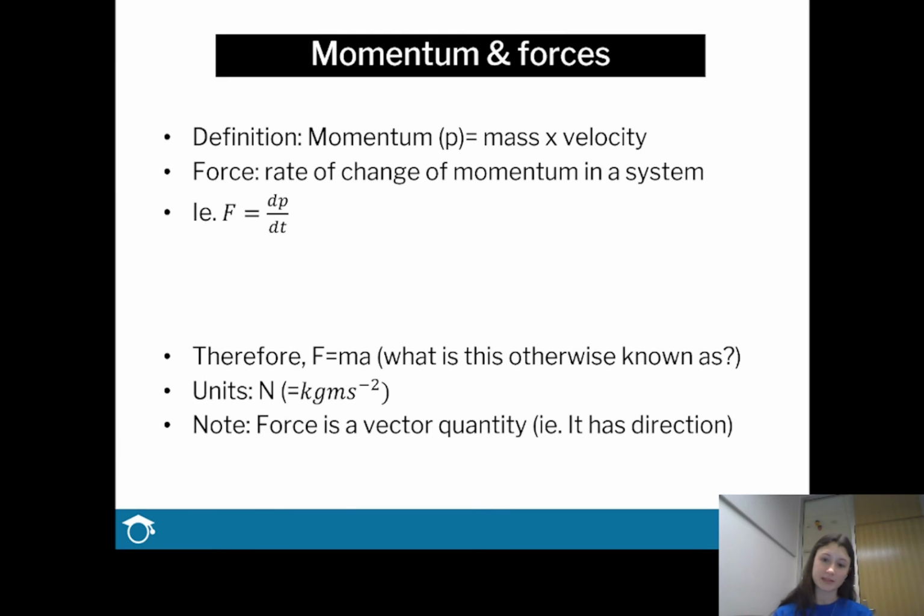But momentum is essentially mass multiplied by velocity, and the rate of force is the rate of change of momentum in a system. And therefore, force is equal to mass times acceleration. That's a really important one to remember for the motion questions.